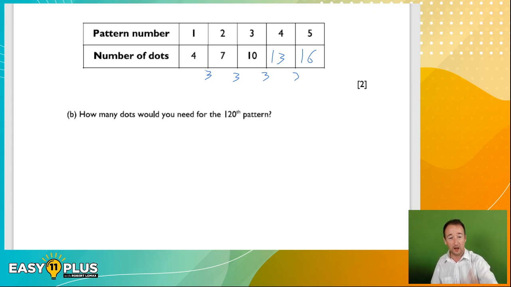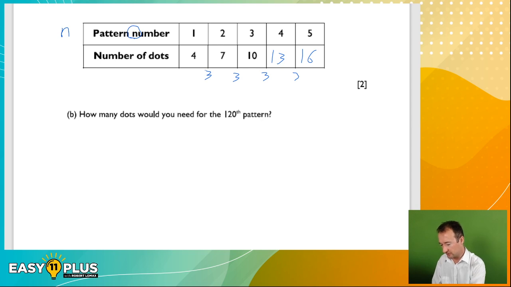Right, we need to work out a rule so that we can get to the 120th pattern without writing the number of dots for pattern 6, pattern 7, pattern 8, pattern 9, pattern 10, pattern 11, until we get to pattern 120, by which time it's the end of the exam. We need to find a better approach than that. So, let's think about this. The pattern number, which we need a simple label for, is number with n, so we're going to call this n. Mathematicians are very creative.